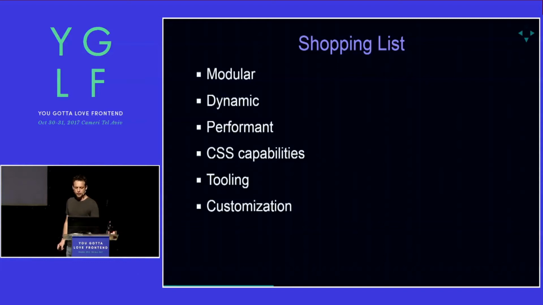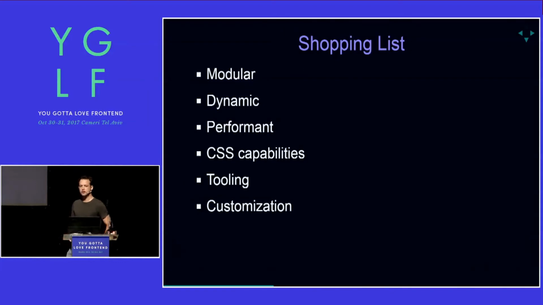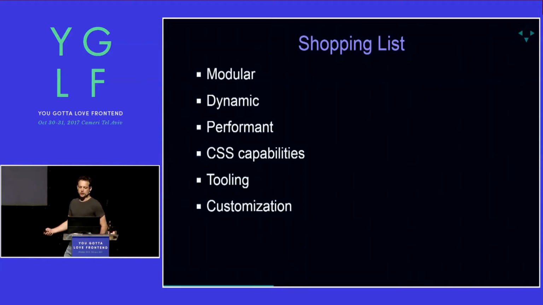We want to be able to break down our style sheets into manageable modules, reflecting our project structure. We want to be able to modify our style dynamically. We want to be fast and performant, with minimal runtime and caching where possible. We don't want to lose any of the capabilities that CSS gives us. We want selectors, media queries, and everything else. And we want all the tooling that the rich CSS ecosystem offers.